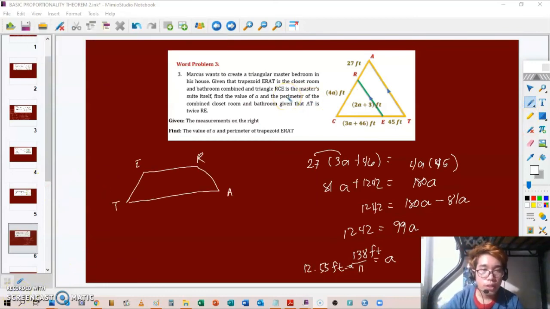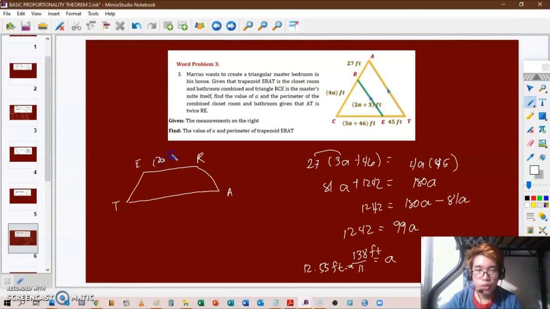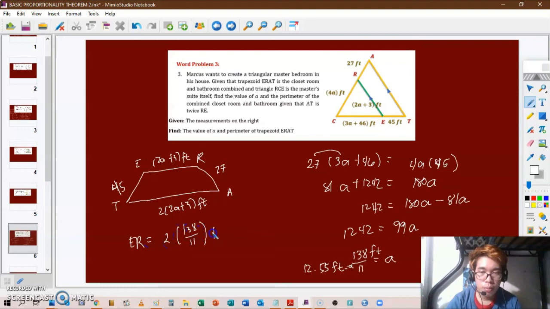ER is equal to 2A plus 3 feet. And we have here TA, which is equal to 2 times (2A plus 3) feet, because it's twice. ET is equal to 45, which is a given, and RA is equal to 27. So we simply plug in the value of A, which is 138 over 11. So ER is going to be 2 times 138 over 11 plus 3.